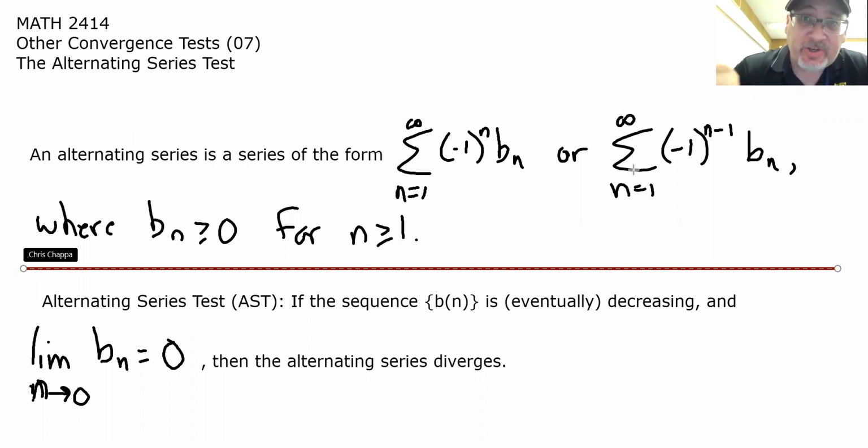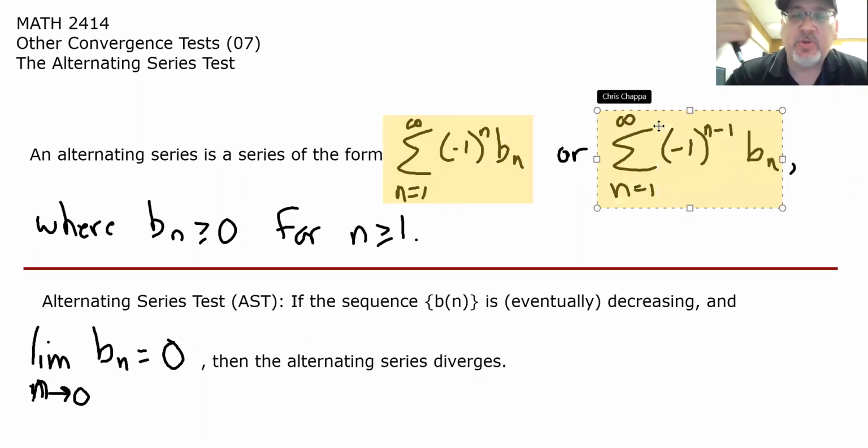We've seen alternating series. We just didn't formally define them. But an alternating series is a series of the form, looks like this, or it looks like that. And if you look closely, the only difference between the two is whether the exponent matches the index or is off by 1. By the way, in the second one, it doesn't have to be n minus 1.